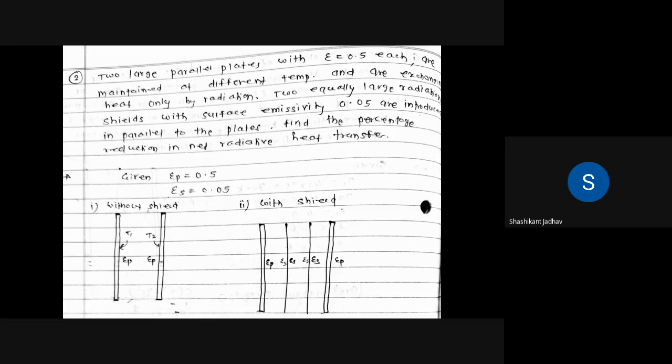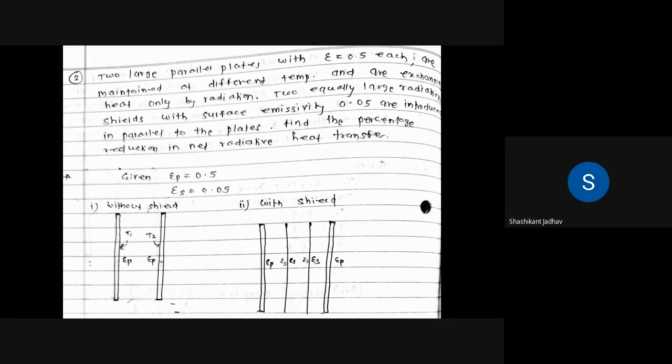Can anyone get the answer? I will check whether anyone gets the correct answer. So all of you do the calculation by yourself. First of all we have to calculate q without shield. We have already drawn the diagram for without shield. So all of you draw these two diagrams: the first diagram for without shield, the second diagram for with shield.